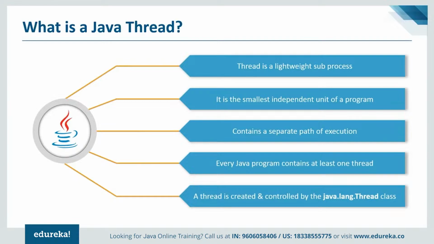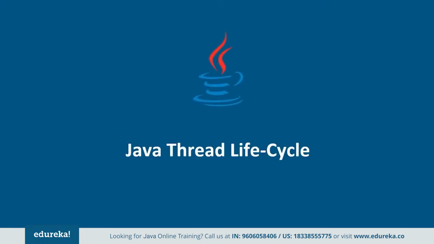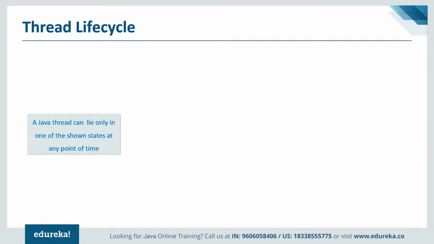Main is an execution context where certain jobs will be executed one after the other in a sequence. Now, if you want to create a thread in Java, we have the Thread API from the java.lang package itself. You need not even import it, since it's by default in the lang package. Once we create a thread, it will have a life cycle. So how is it going to work? A thread can lie only in one of the shown states at any point of time.